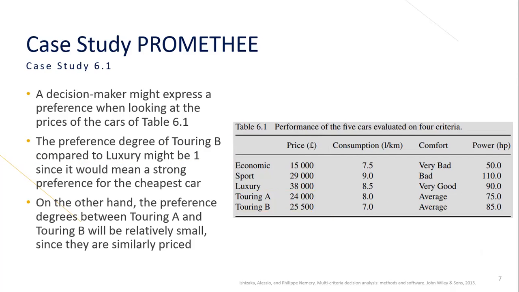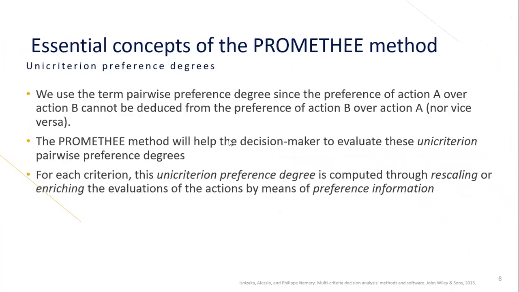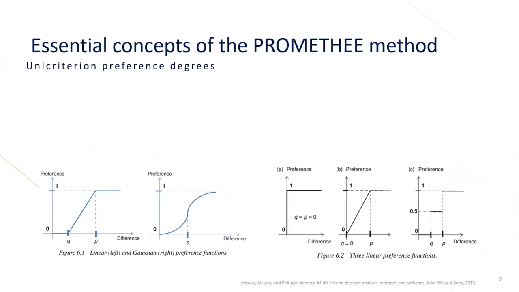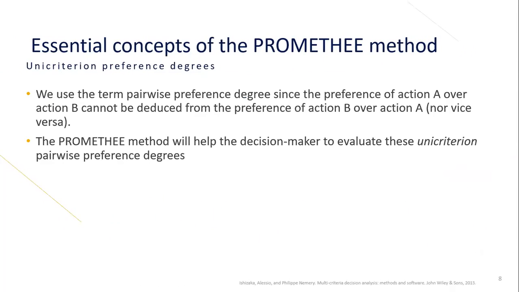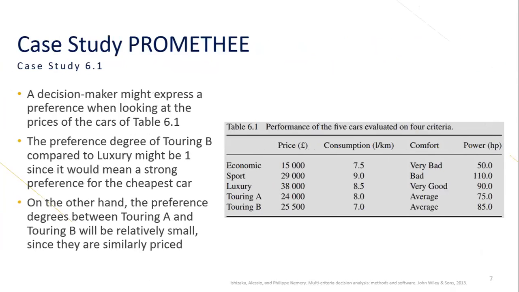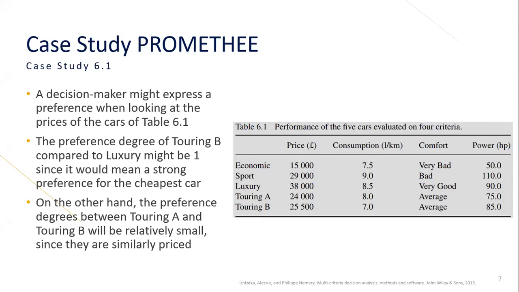When you compare touring B with touring A, in terms of the price, you see that the difference is quite small, and it's even similarly priced. So in this case, what should you do? Oh, I don't have any preference for this one. So here you will select, okay, I will just give 0 instead of 1.